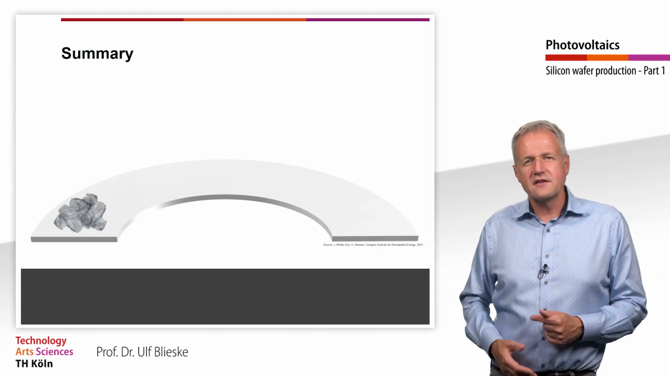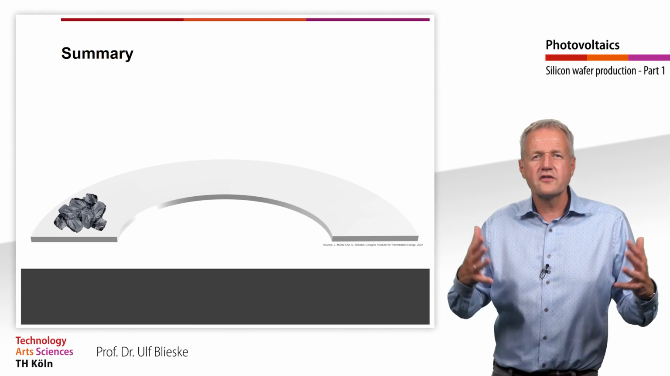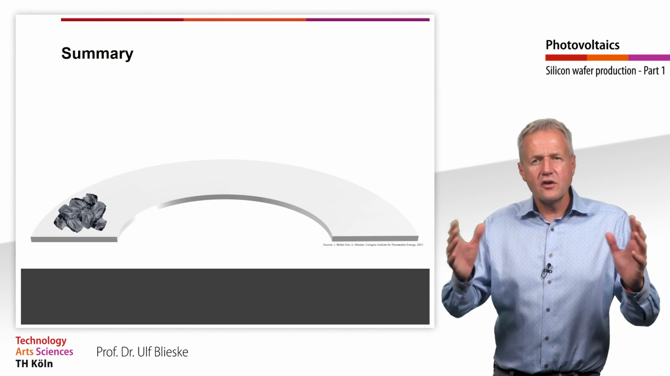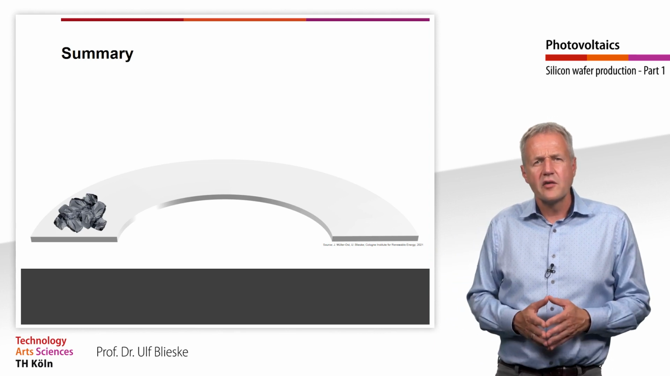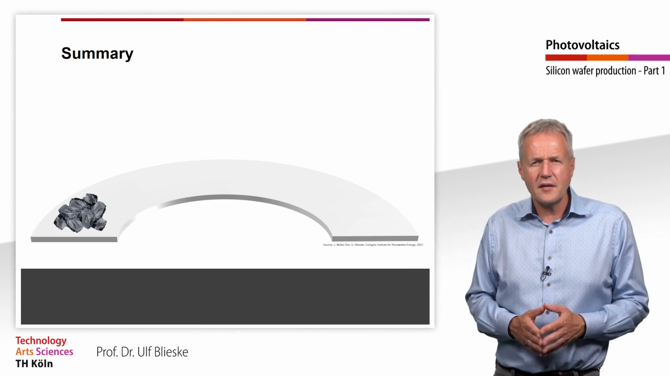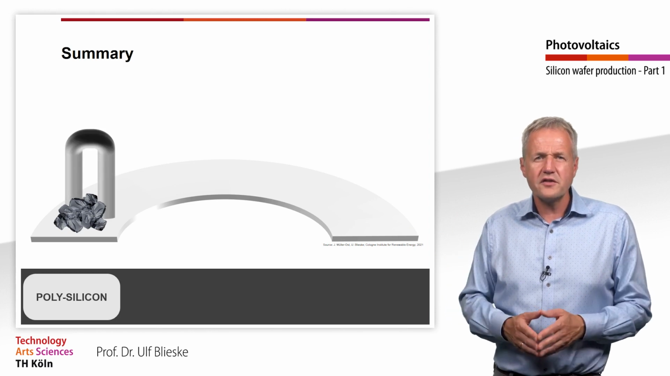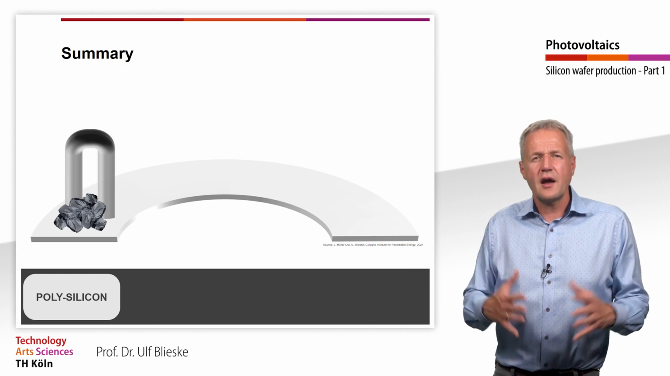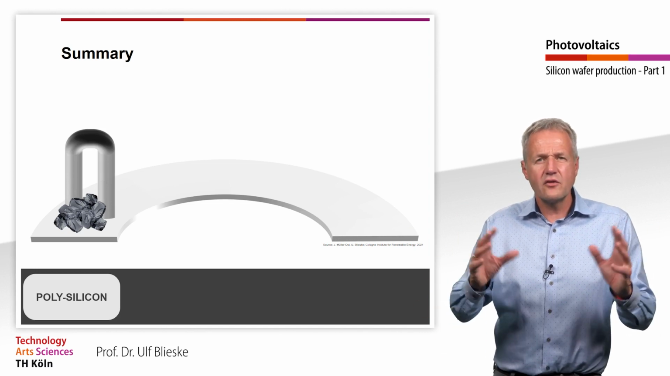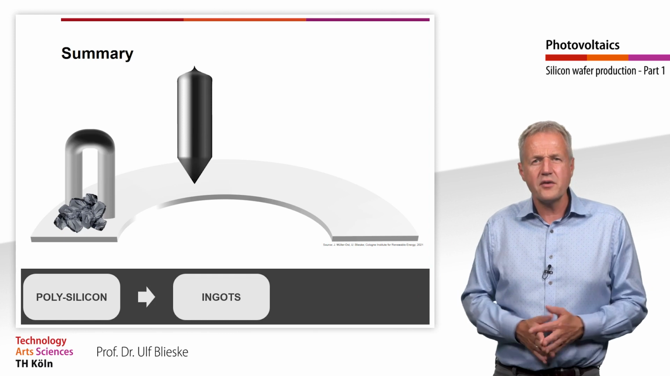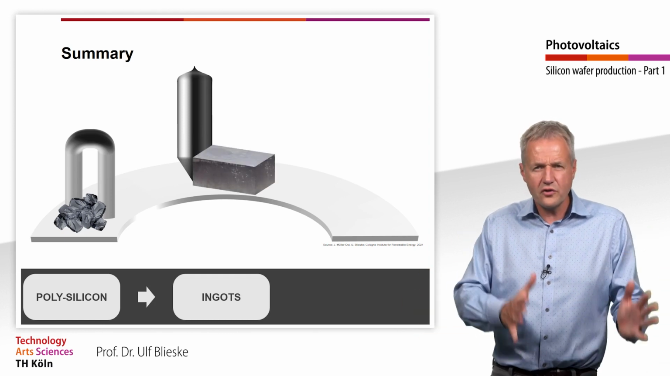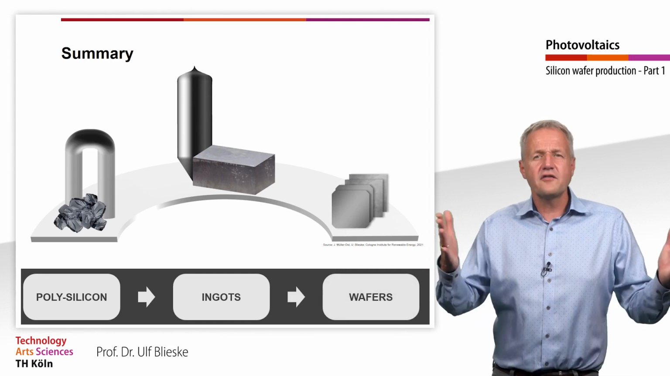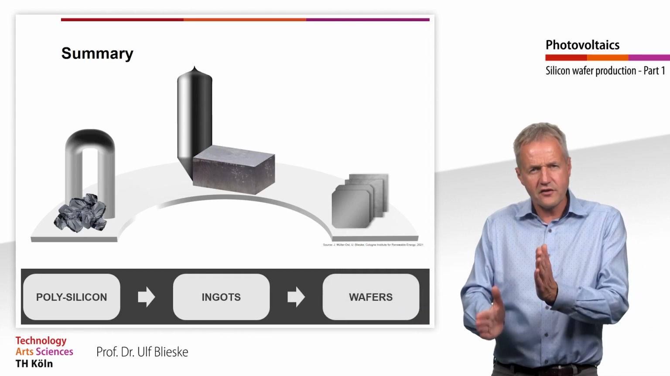Let us summarize this learning unit. First, raw silicon is obtained from quartz sand, which still contains a lot of impurities. By purifying the raw silicon and subsequent Siemens process, one obtains rods of polycrystalline silicon with high purity. These silicon rods are melted down in the next step and used either to produce monocrystalline ingots or multicrystalline ingots. Finally, the finished ingots are cut into wafers.